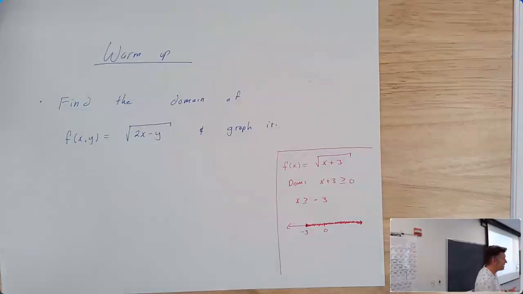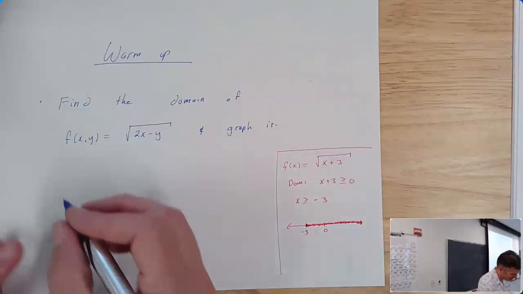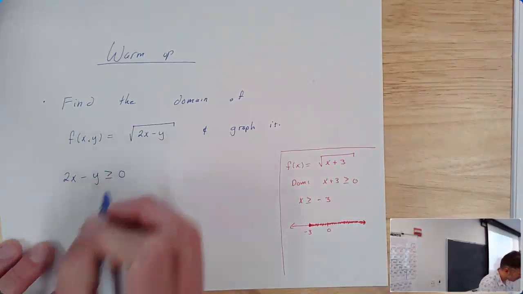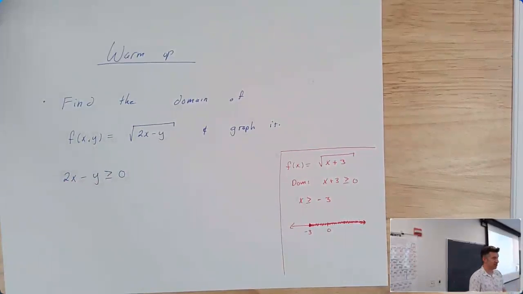So what we're going to do is still the same sort of idea. We're still going to take the thing inside the square root and say, well, I still can't take a square root of a negative number. So I have to say that 2x minus y is greater than or equal to 0.